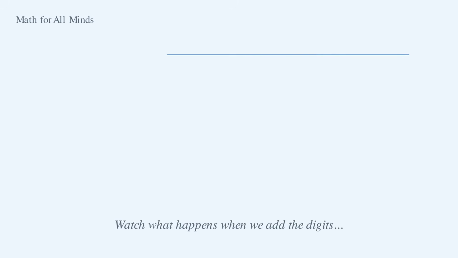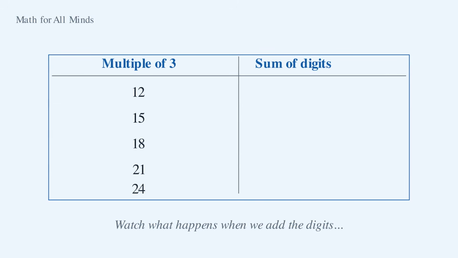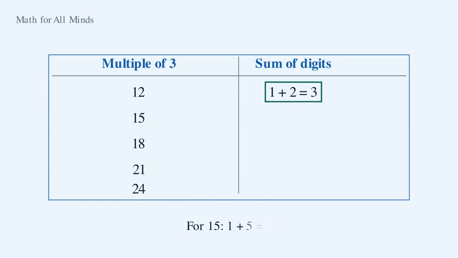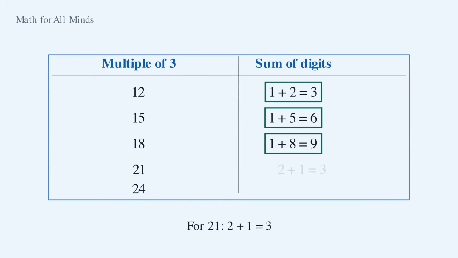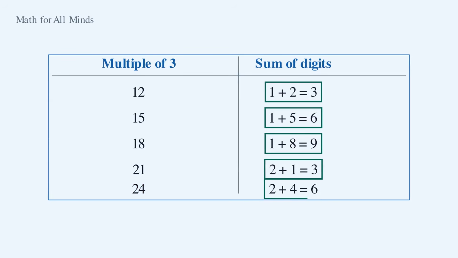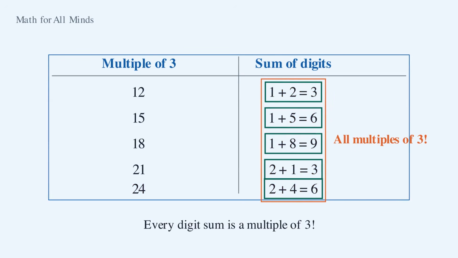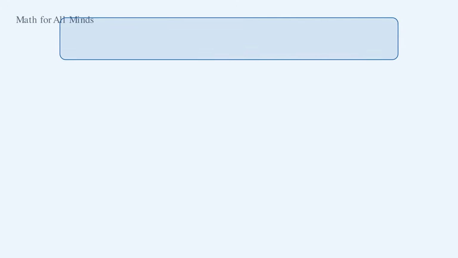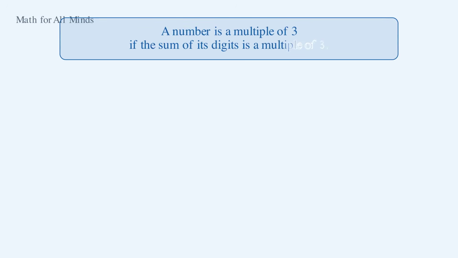But watch what happens when we add up the digits of each multiple. For 12, we get 1 plus 2, which is 3. For 15, 1 plus 5 is 6. For 18, 1 plus 8 is 9. For 21, 2 plus 1 is 3. Every single digit sum is itself a multiple of 3. A number is a multiple of 3 if the sum of its digits is a multiple of 3.